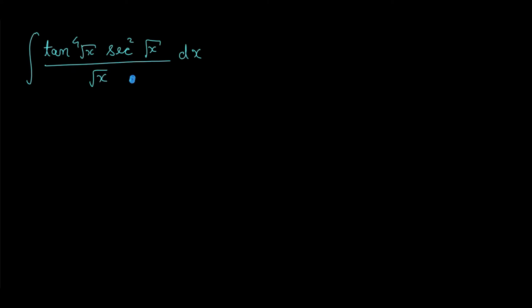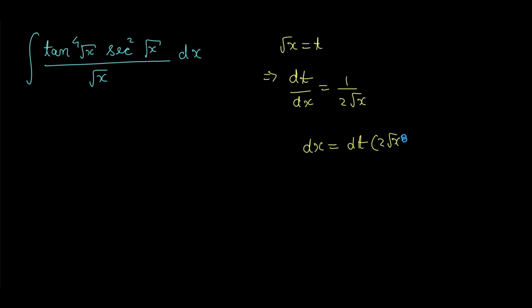For now, the only thing that's bothering us is this root x over here. So we assign root x to a variable t and then differentiate on both sides with respect to x. If we differentiate it, we get dt over dx equals the derivative of root x, which is 1 over 2 root x. And on further simplification of this, we get dx equals dt times 2 root x.